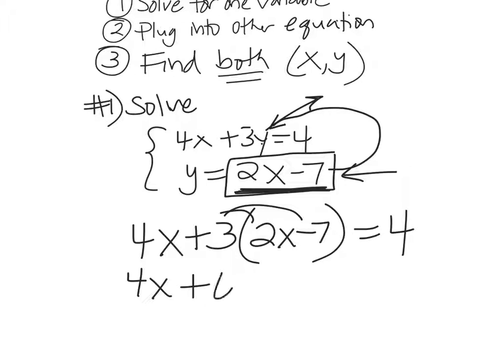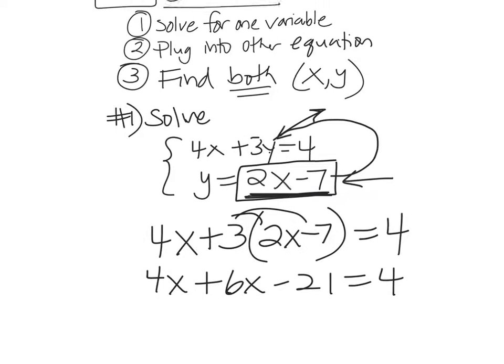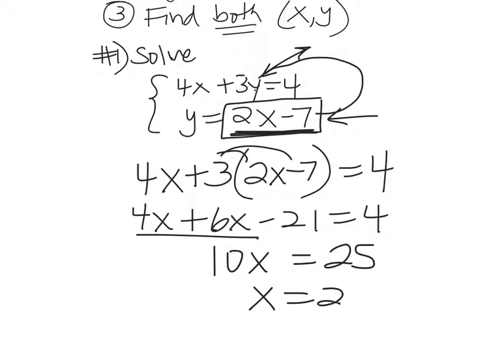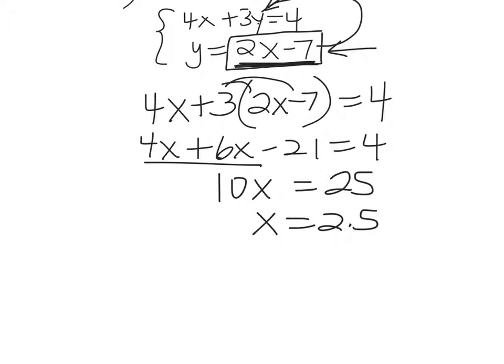4x plus 6x minus 21 equals 4. Keep going. We get 4x plus 6x is 10x. Let's go ahead and add the 21 to the other side. Are you okay with combining steps now because you're that good? So you get 25. Divide by 10, and x is 2.5. How would you like that number to show up on your graph? That would be terrible. All right, but that's not it.